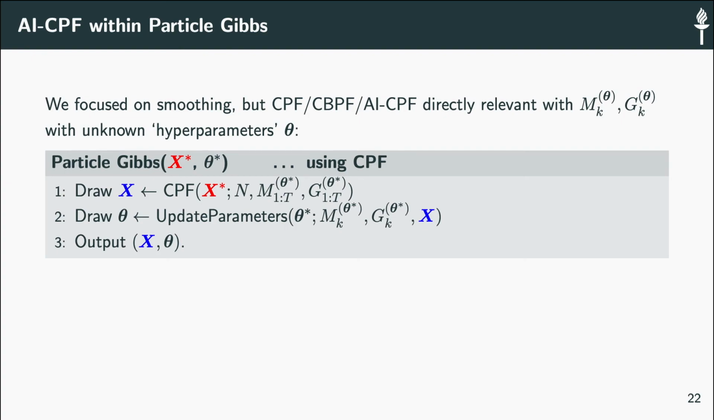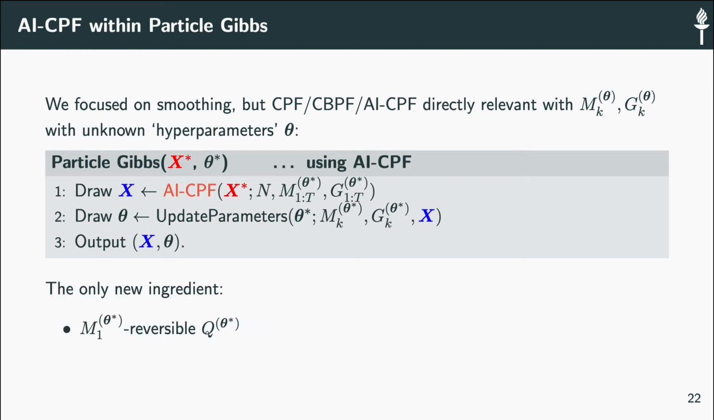The nice thing about this is that here we have the conditional particle filter, so that's in the original particle Gibbs. What we can do is just replace that with the auxiliary initialization algorithm directly. And that's the only thing we need. We only need to be able to have an M1-theta reversible Q-theta. But in fact, in practice, if M1 is diffuse, in most cases it doesn't depend on the parameter at all, so we only need one Q.